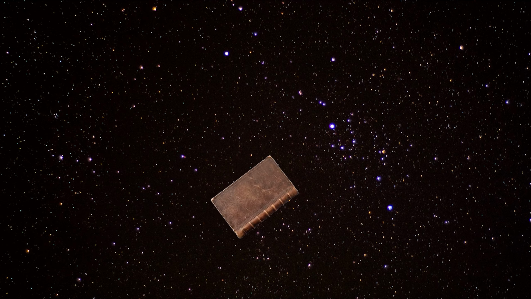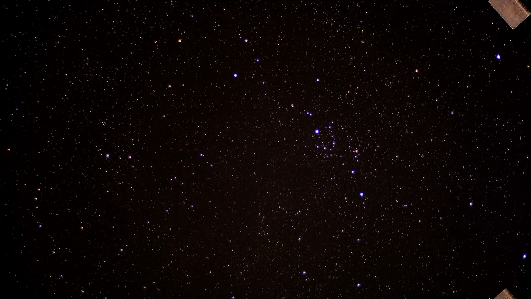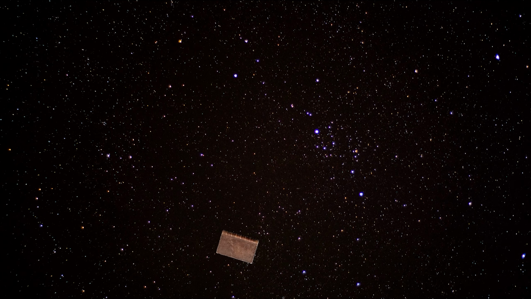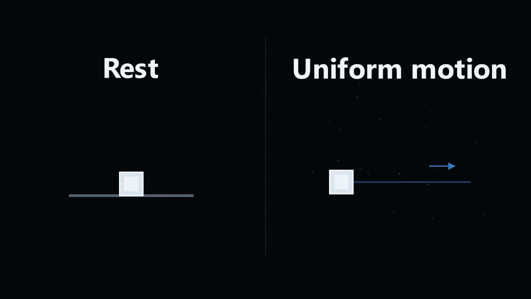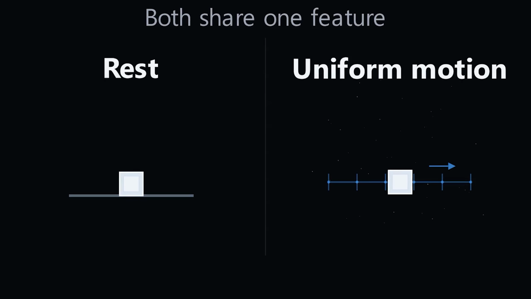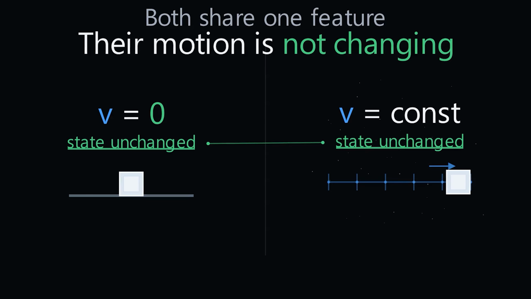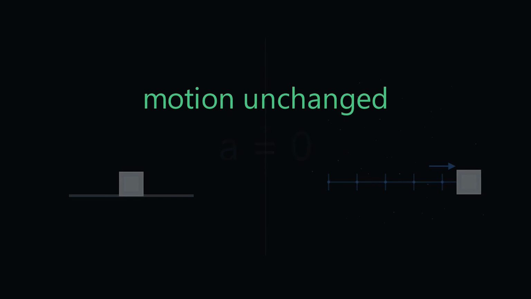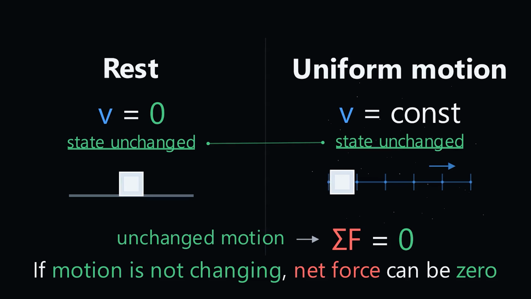Inertia is not hidden energy or stubbornness. It is the tendency of a body to preserve its state of motion, which means that rest and uniform straight line motion are both states that do not change. For physics, an object resting calmly on a surface and an object flying uniformly through empty space have something essential in common. Their motion is not changing. And if the motion is not changing, the net force can be zero.